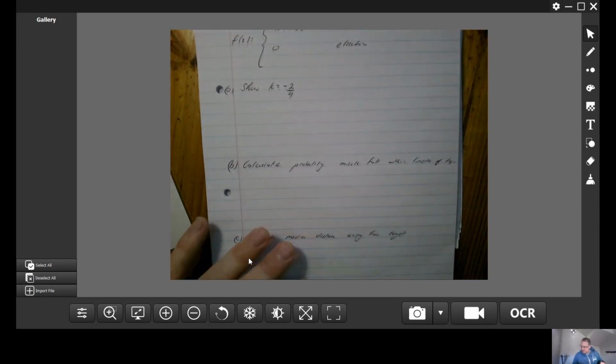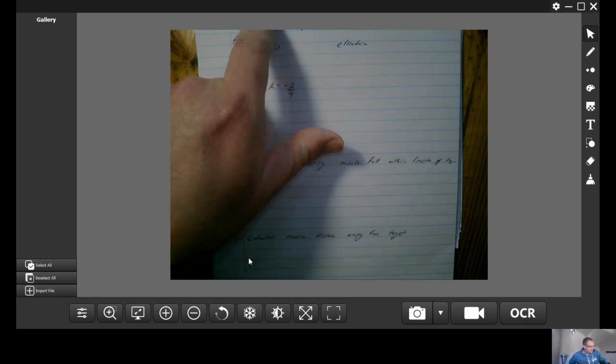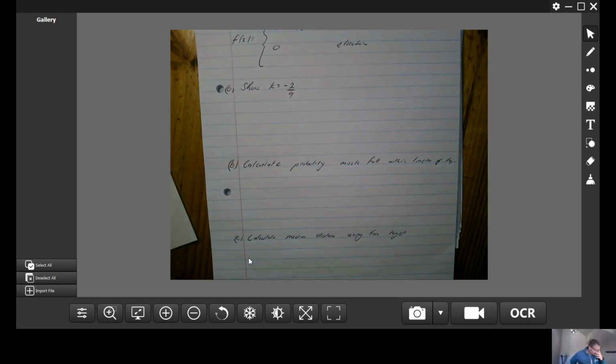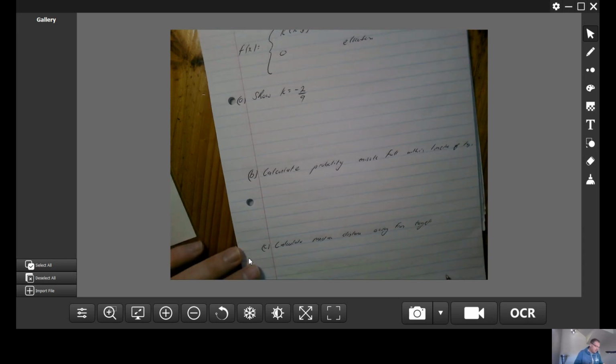Now the next question is about a rocket. It says, it's given that the probability density function of the distance x in meters that a missile falls from the intended target is f of x is equal to kx minus 3. X is the distance, how much it misses by, and 0 elsewhere. First question, show that k is equal to negative 2 over 9.